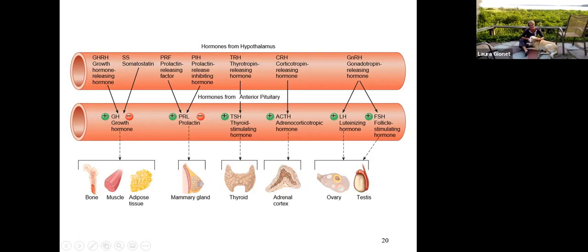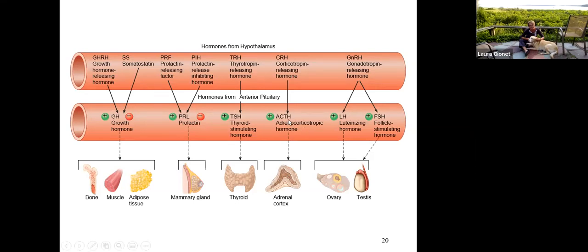So as a visual, it gives you a good clue, right? Growth hormone targets bone, muscle, and adipose tissue. We'll come back to prolactin and reproduction, but prolactin, for lactation, would target mammary glands. Thyroid stimulating hormone will actually target the thyroid, and then the thyroid will release another hormone.